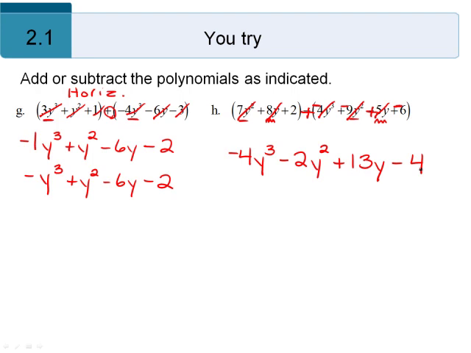So there you go. So you just have to be careful. If it's addition, you do not change any signs. If it's subtraction, you change the sign in the middle to addition, and you change the sign of every term in the second polynomial. Okay?